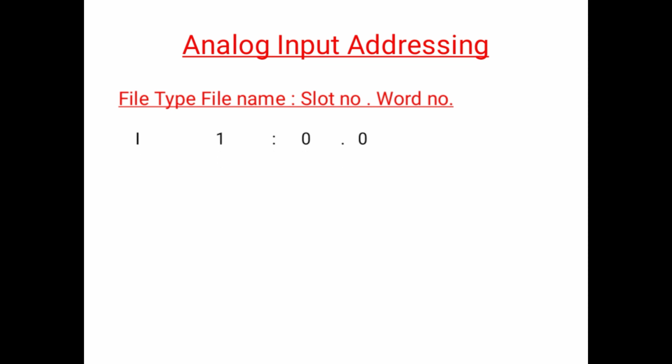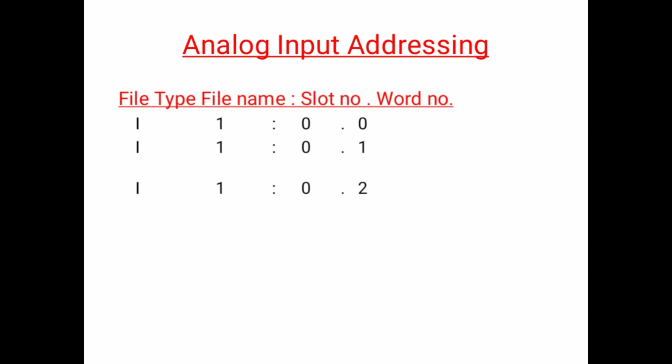File type for input is I for input, file name is 1 by default colon slot number for compact PLC is 0 dot word number 0. So this one word will constitute a whole input. So the first input is I1 colon 0.0. So this one word input is an analog input for the compact PLC. The second is I1 colon 0.1. So word number has been changed. So this is the second input.